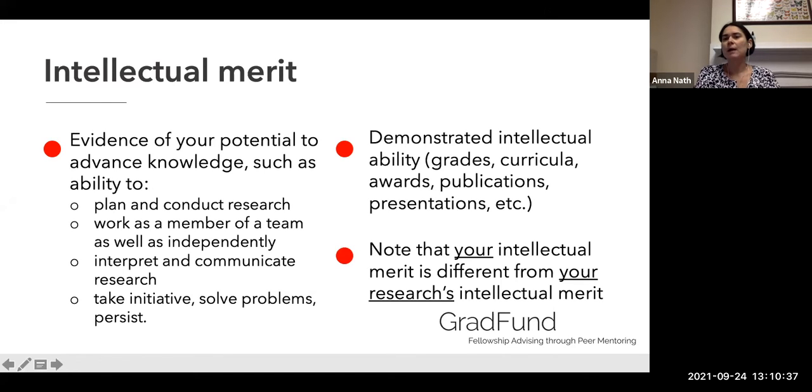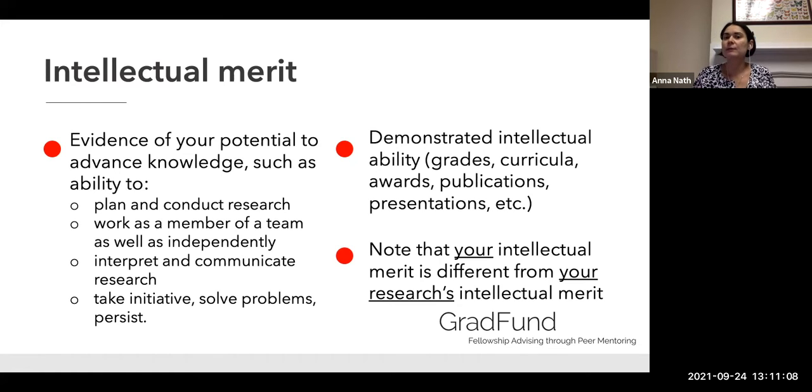What is intellectual merit, right? So it is evidence of your potential to advance knowledge. Pretty simple, right? And it is the ability to plan and conduct research, work as a member of a team, as well as work independently, interpret and communicate your research, right? Take initiative, solve problems, persist. These are the things where you're asking, what does it mean to have intellectual merit as an applicant?